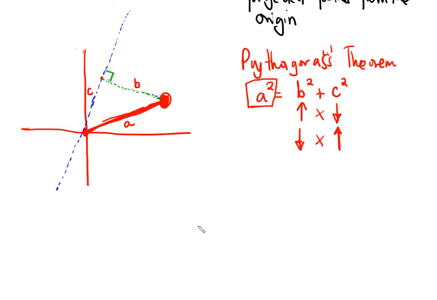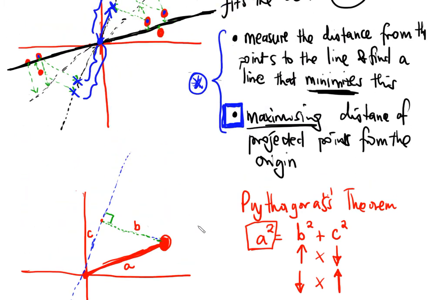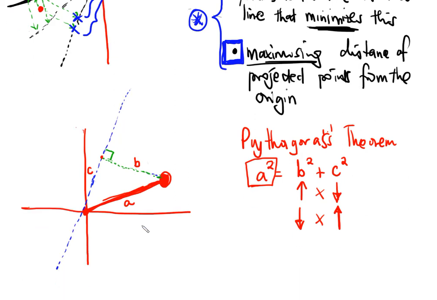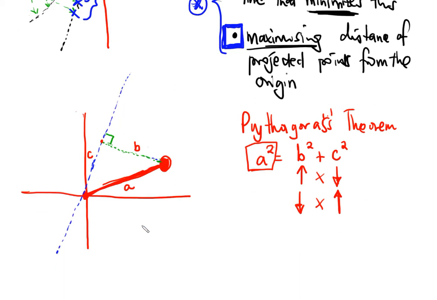This is very important because intuitively we understand method number one, that we have to measure the distance and find a line that minimizes this. What that basically means is we have to rotate B until it minimizes this green line. So maybe you are rotating B to be like this now. We are rotating B to be like that now.